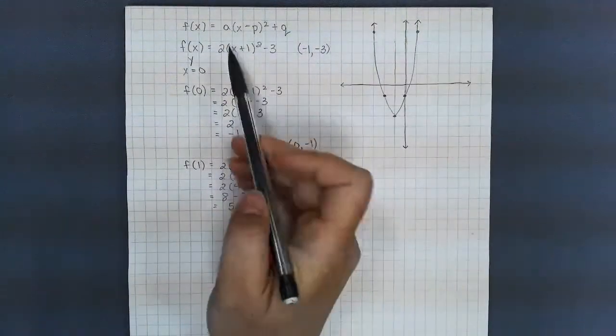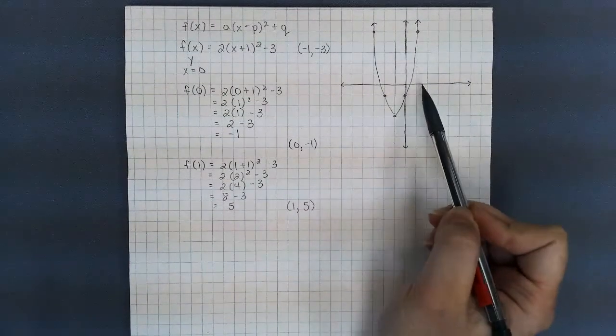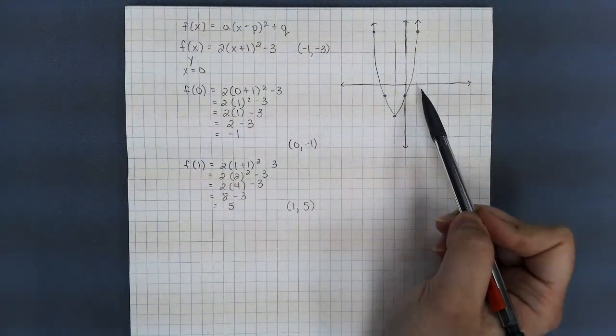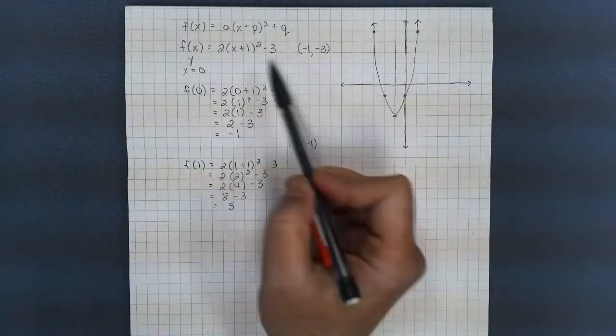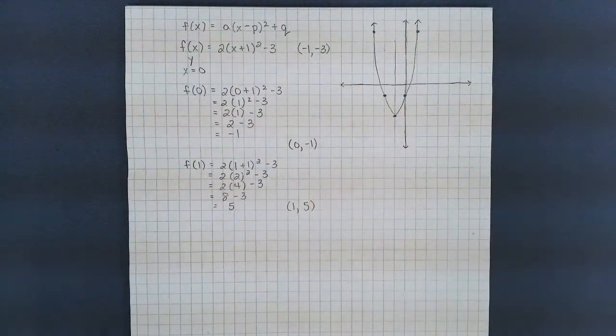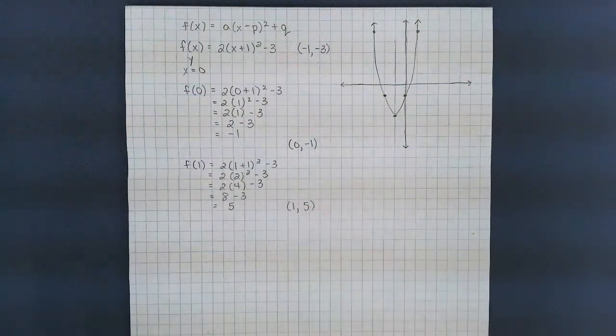because I have a positive a value, which is 2. It's a little bit more narrow than my original equation, which would be y equals x squared, and it has that vertex there that we got from the original equation. So that is how you can sub values into your equation to solve for y and to get points on the graph.